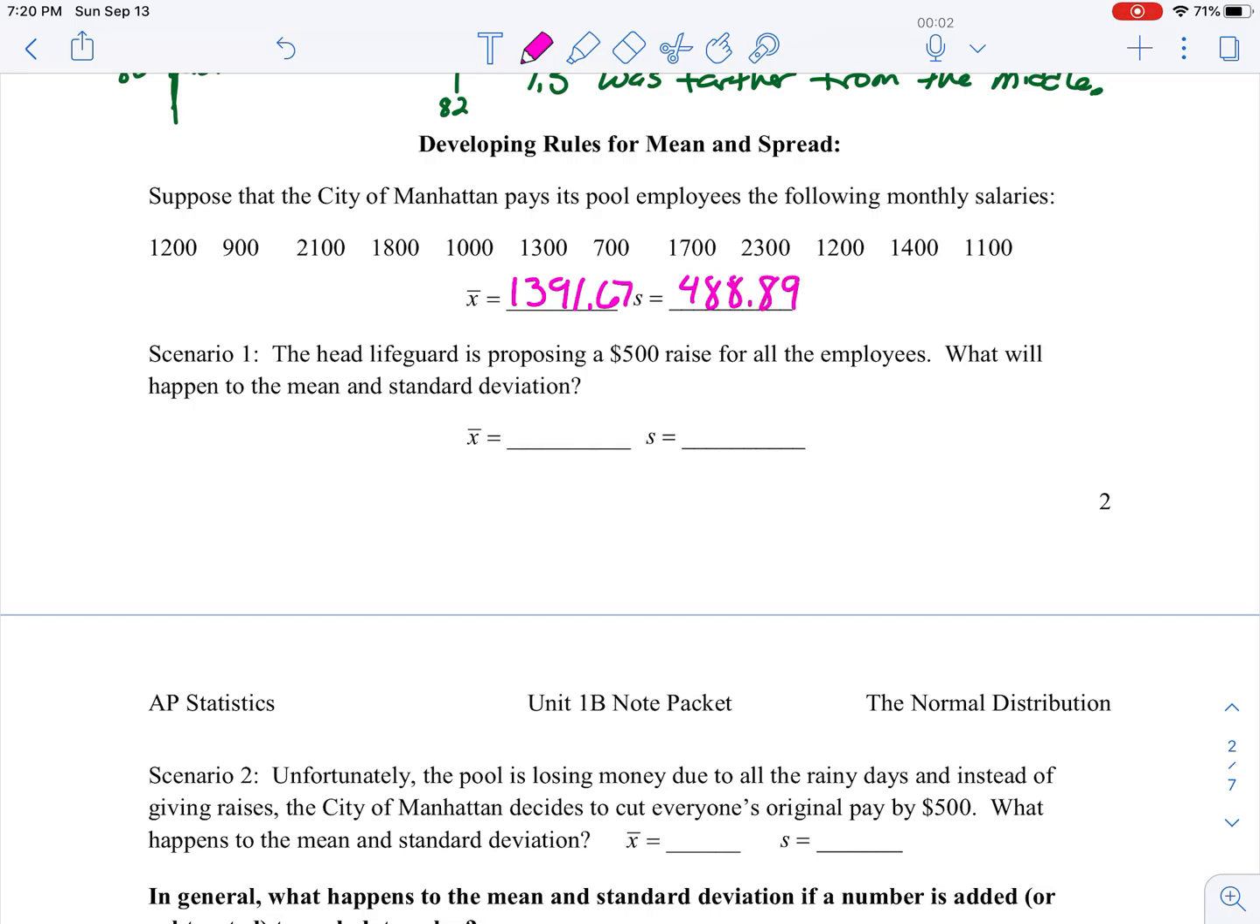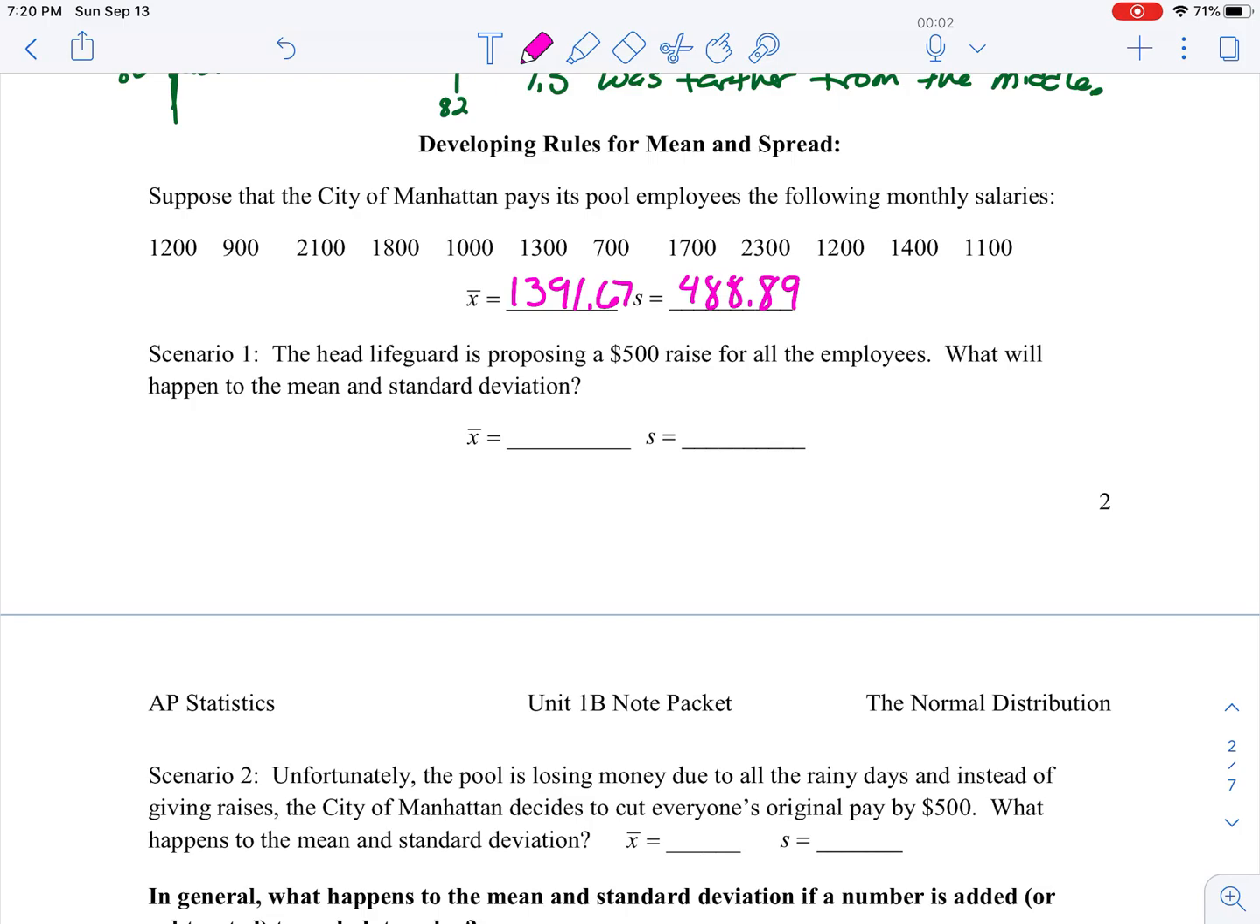Okay, my standard deviation was $488.89. So again, just to help refresh, if we wanted to interpret the standard deviation, it is my average distance each piece is from the middle. So the typical salary of a Manhattan pool employee varies $488 from the mean of 1,391. So just again, a refresher on how to do that. All right, so now we're going to see what happens when we change numbers.